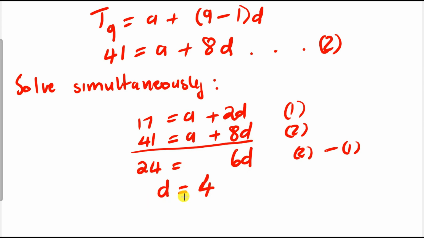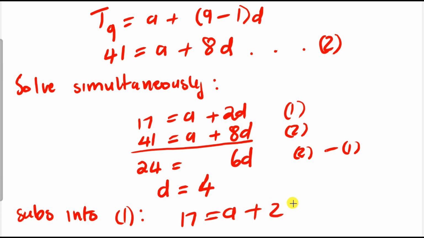Now that you found D, you can substitute D into either equation 1 or 2, and it'll give you the value of A. So now I will substitute D into, I prefer equation 1. When I substitute into equation 1, I will get 17 equals A plus 2 into 4. I'm going to the next page.